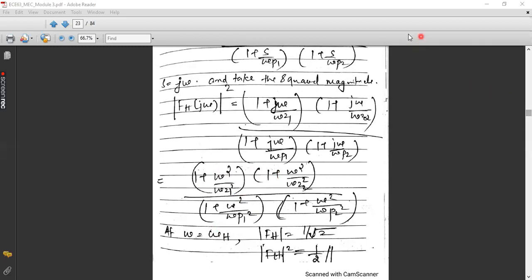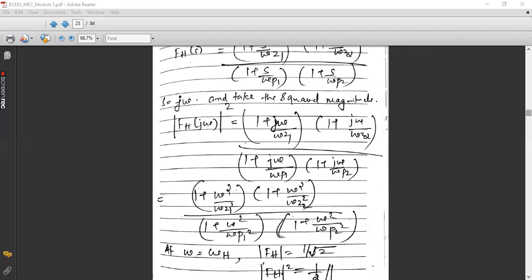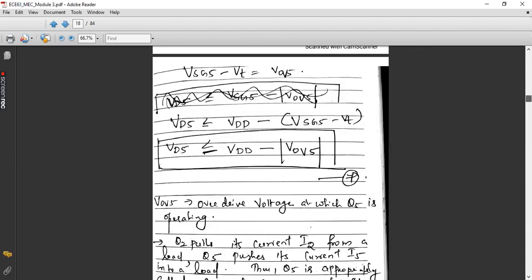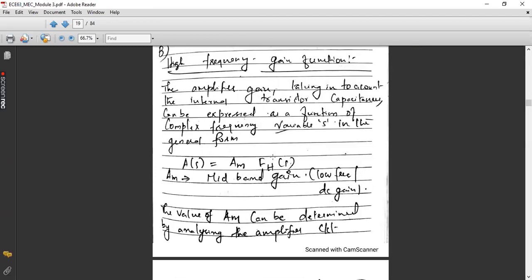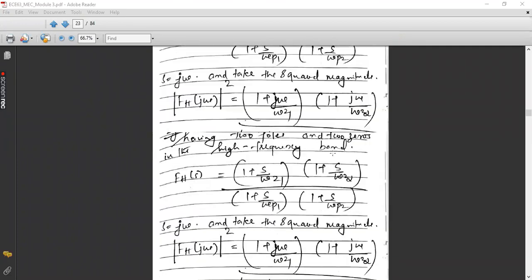Correct? You just recall our general expression, the first equation. Yes, this equation. See, this will be 1 by root 2. When will it be 1 by root 2? Whenever omega is equal to omega h. So the high frequency gain function Fh(s) will become Am by root 2. Am by root 2 is nothing but 0.707 times Am. So please remember that whenever I am putting my omega as omega h, the magnitude of Fh will become 1 by root 2.